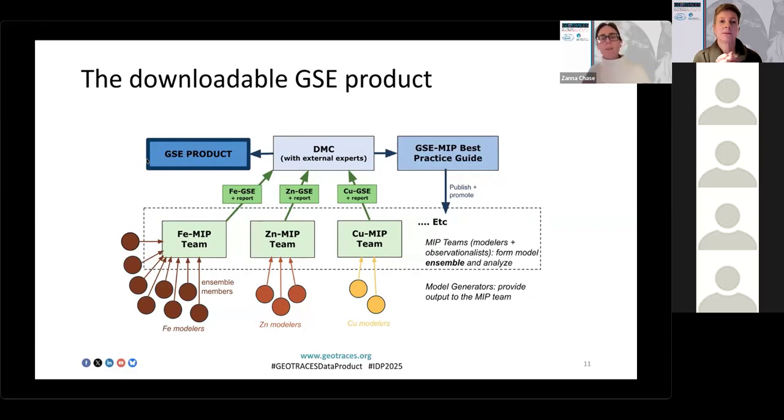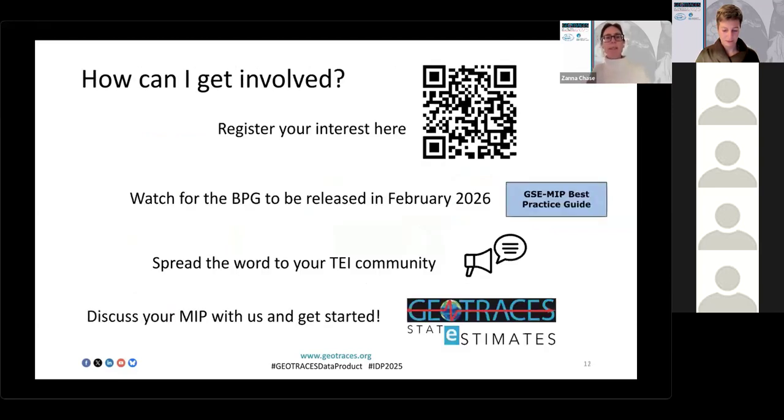So if this sounds like something you're interested in being involved with, if you want to form a model intercomparison team, maybe you're an observationalist or a modeler, here are some next steps that you can take. So we have formed a website that you can check out here, where we'll be providing updates on this effort. And one thing that you should look for is the release of the best practice guide in February 2026.